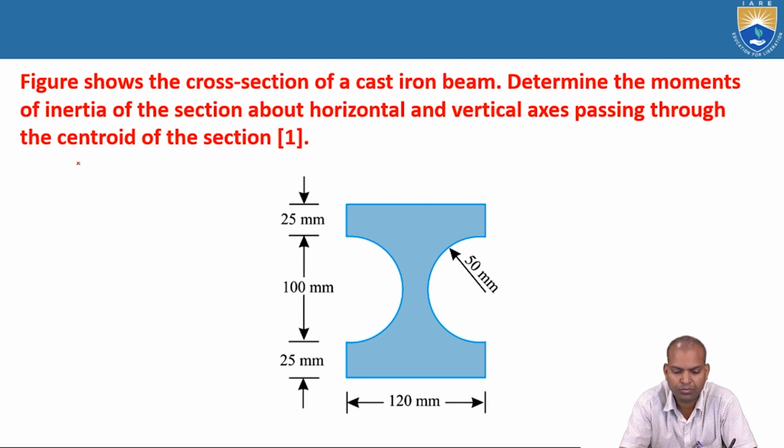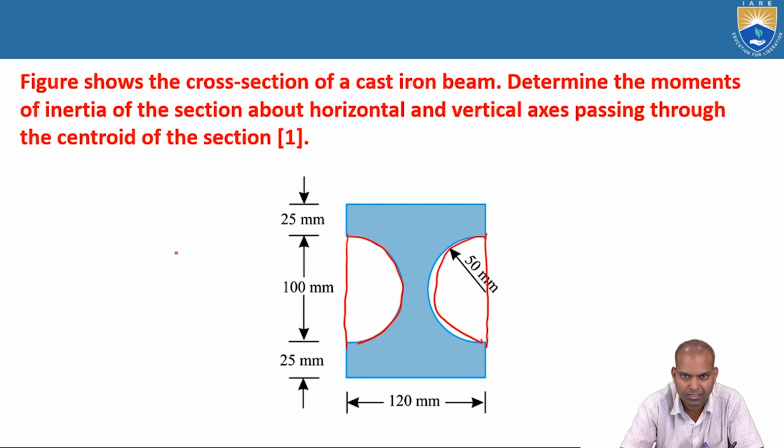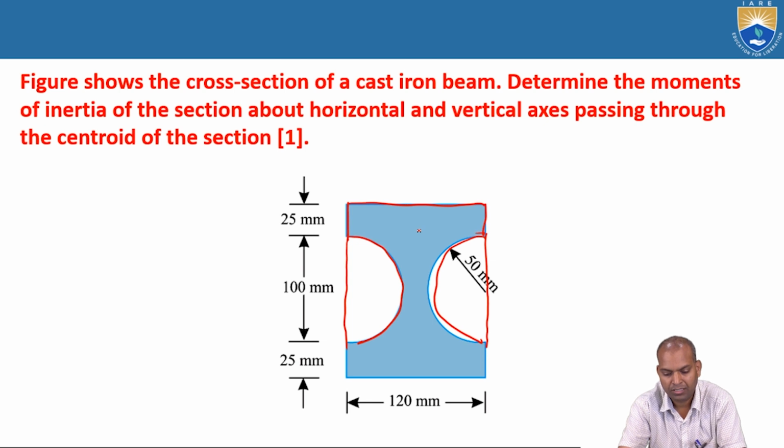We have to find out the moment of inertia of the section about horizontal and vertical axes passing through the centroid of the section. It is called a hollow section, because the total combination is a rectangular section. If we subtract the semicircle portions, and combine both, it becomes a circle. Two half circles subtracted from this rectangular section give this type of section.